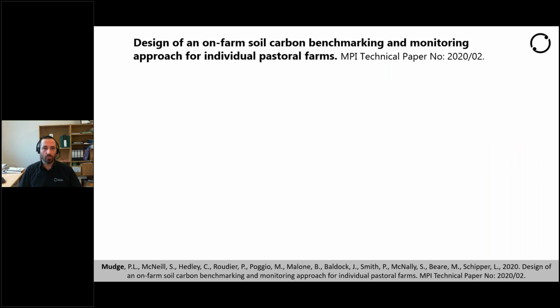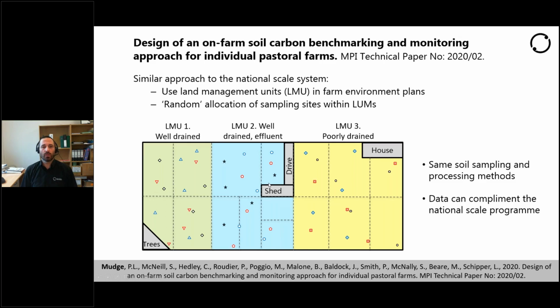We've also recently done some work for MPI where we designed a system for benchmarking and monitoring soil carbon stocks on individual pastoral farms, and we completed a technical report for that. And it uses a very similar approach to the national scale system. We've divided the farms up into land management units based on farm environment plans, because that's common to what a lot of farmers in New Zealand are having to do or will have to do in the very near future. Again, random allocation of sampling sites across the land management units, and there's an example shown in the figure here. And the same soil sampling and processing protocols as the national monitoring system.